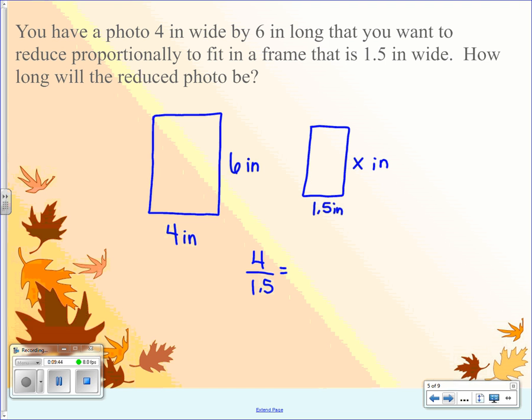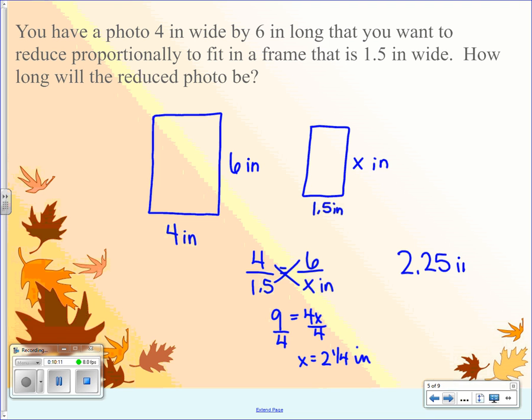there. And that's going to correspond to 6 inches, because we're going to start with the larger figure again on top, over X inches. And so from here, we're just going to cross multiply. If we're going to solve for X, 1.5 times 6 is 9, and that's equal to 4x. When we divide by 4, we get that x is equal to 2 and 1/4 inches, or 2.25 inches for the height of that photo.